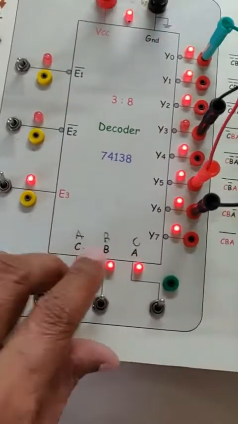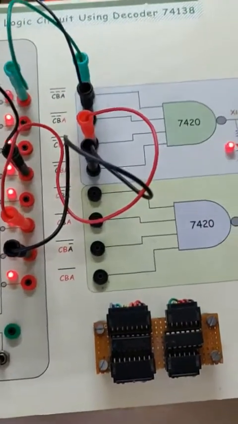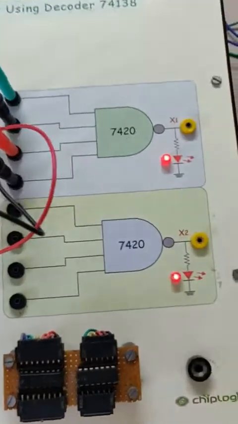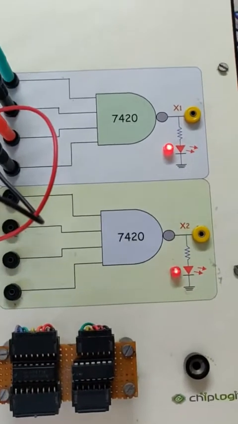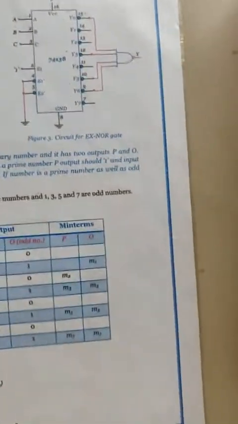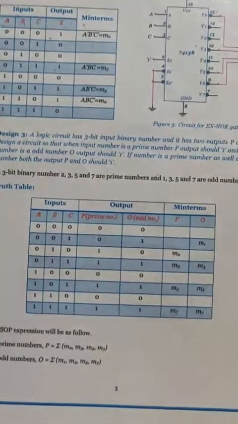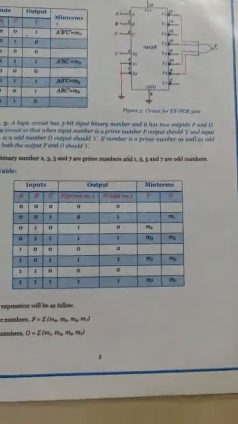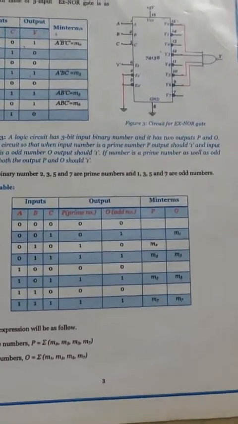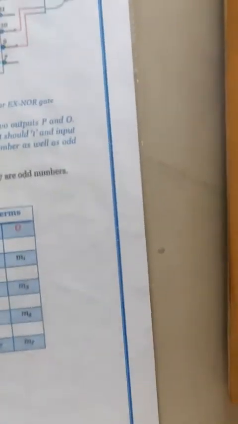Again you are varying from 0 0 0 to 1 1 1, and it will satisfy your given truth table, and that way you can say that you have designed the circuit diagram for exclusive NOR gate. That is the second application. Similarly, whatever type of application is given to you, you can apply using the 3 line to 8 line decoder, and you can do it. So this is the third application.